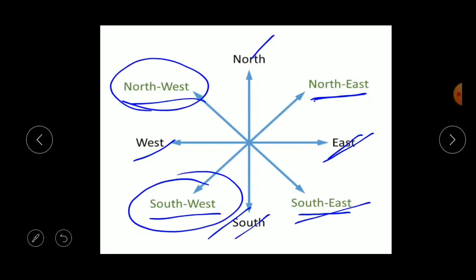So here we have totally how many directions? 1, 2, 3, 4, 5, 6, 7, 8. So we have 8 directions. A few more directions are there which you are going to study in your higher classes. So here: north, south, east, west, northeast, southeast, southwest, northwest.